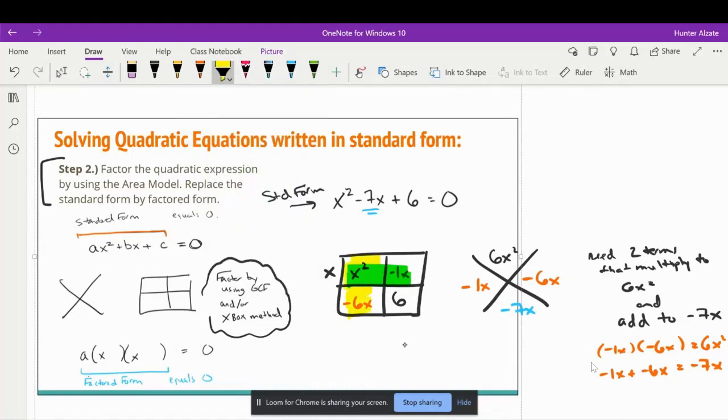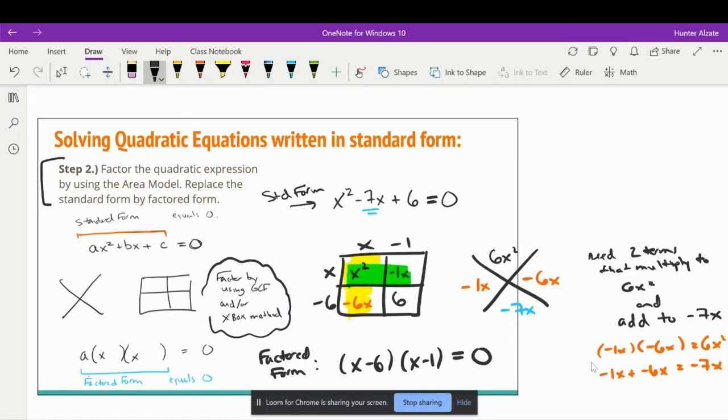This is x as well. Minus 1 and then minus 6. So my factored form is x minus 6 and x minus 1. And it's still equal to 0. I didn't change anything. So you can just have this line here.